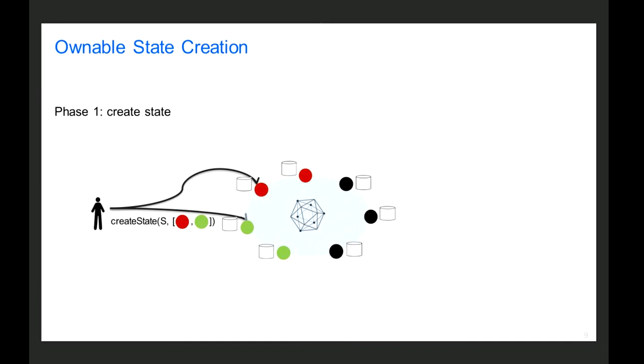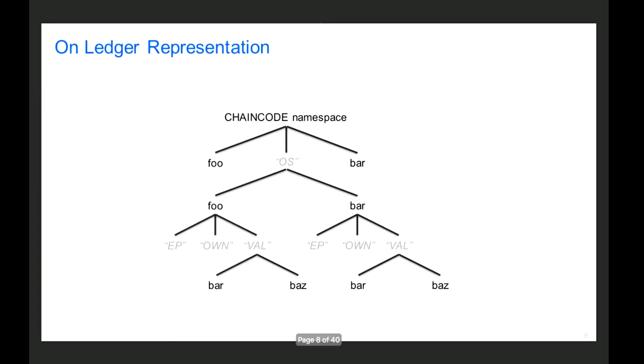Okay. So given that, how do we create an? Yeah, sure. Please go ahead. Can we just go back to the previous slide? Yes. So that means that an ownable state key is a composite key? Yes, exactly. It consists of multiple parts.